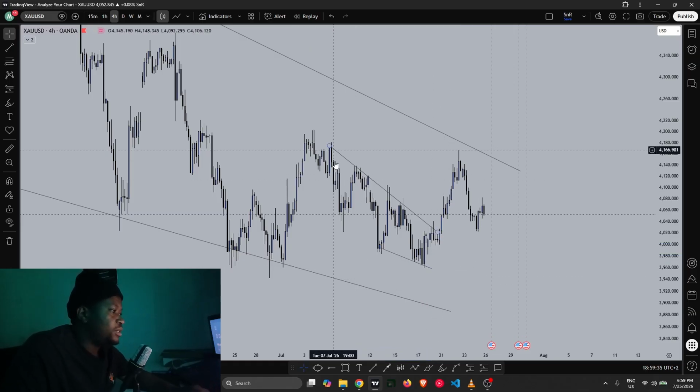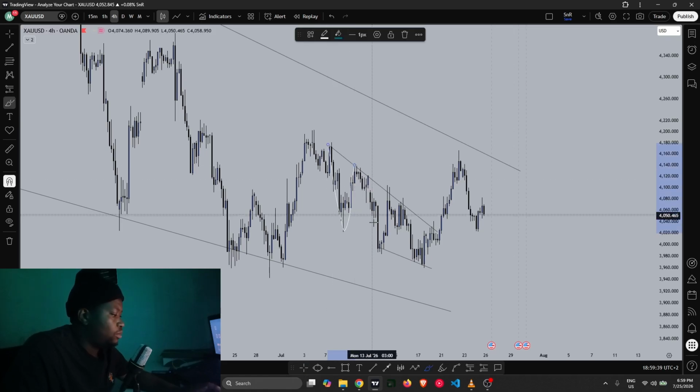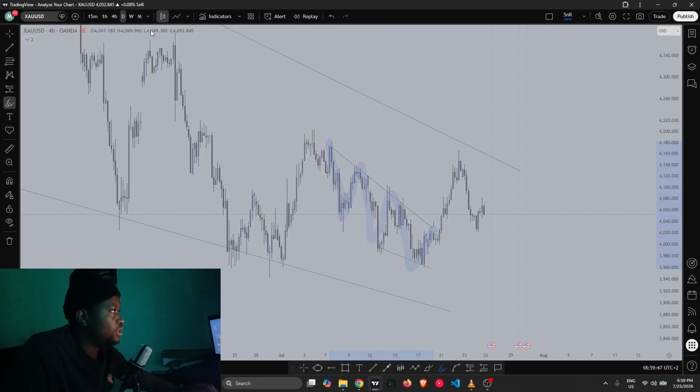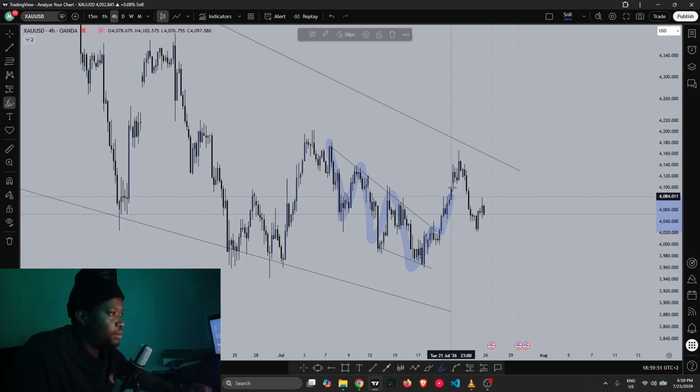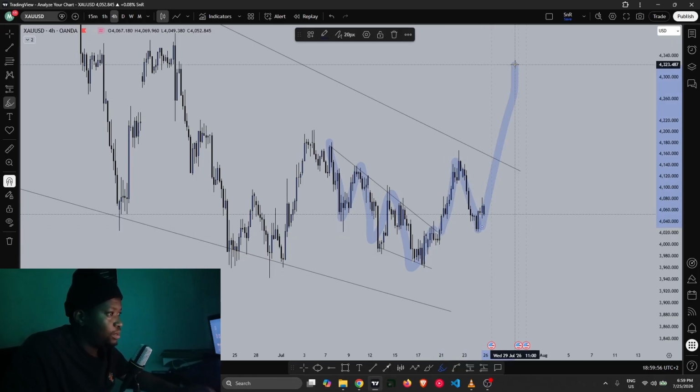Do you see what happened here? This pattern, do you see what happened? Let me use the highlight. Do you see what happened? This is the very same pattern that we have here on the daily time frame. Eventually, what happened with that pattern? Eventually, this is what happened. The market broke to the upside, came back for a retest, possibly.